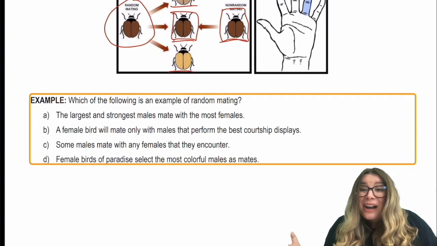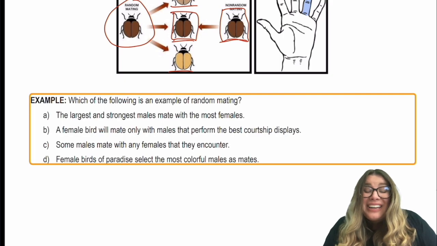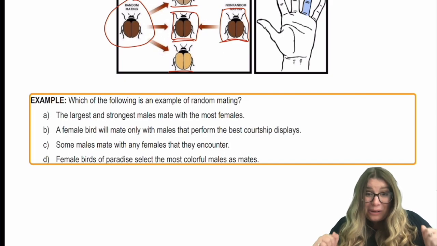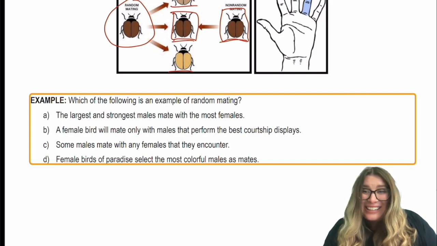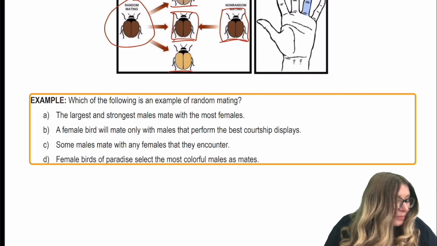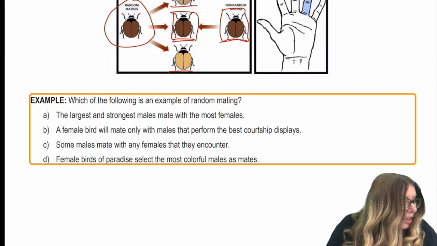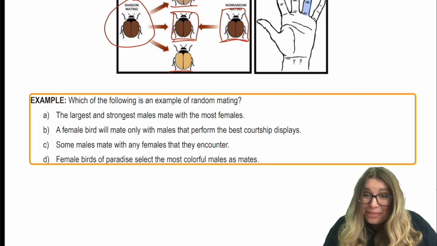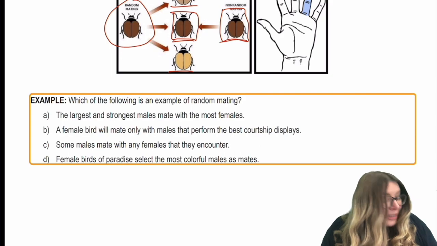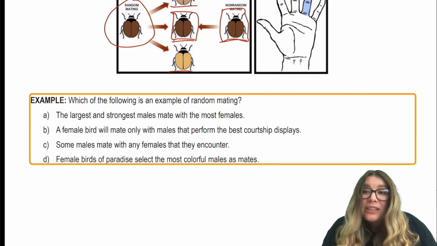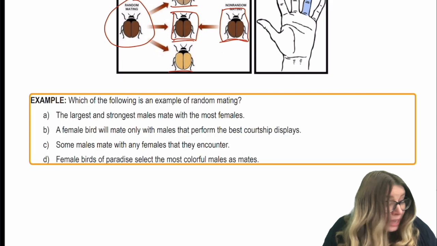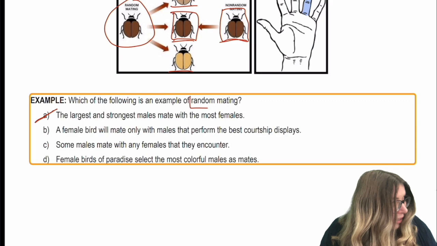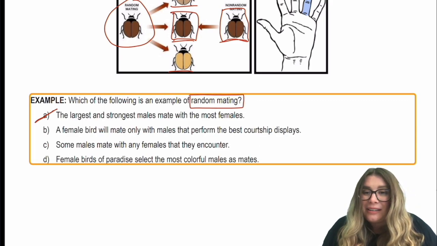So now an example problem. This problem says, which of the following is an example of random mating? So we're looking for the mating being random in this problem, not non-random mating. The first choice says, A, the largest and strongest males mate with the most females. That's not random. The females are choosing to mate with the largest and strongest males. Because they're choosing, that means it's non-random, and we are looking for random mating.